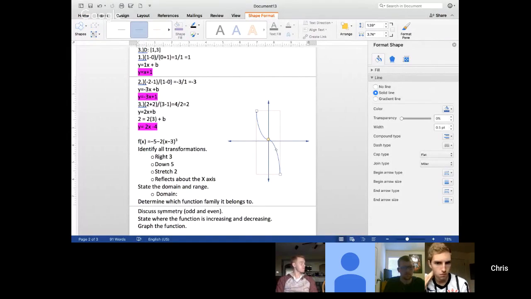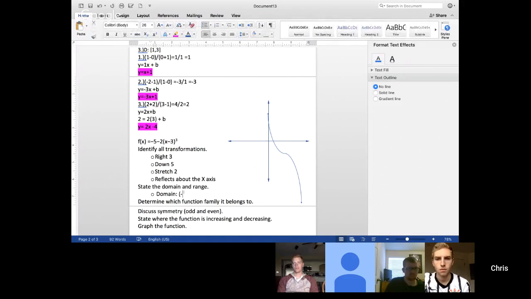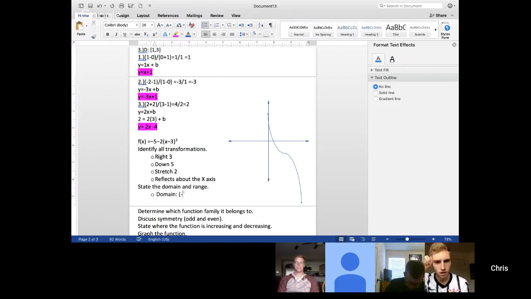So we want to move it right 3. 1, 2, 3. Down 5. And by 2, it's just elongated a bit. Yeah, that's what it's supposed to be. Anyway, so I think we're safe to say that the domain is negative infinity to infinity. Yeah, that should be the range and the... yeah. Option 5. Option 5.